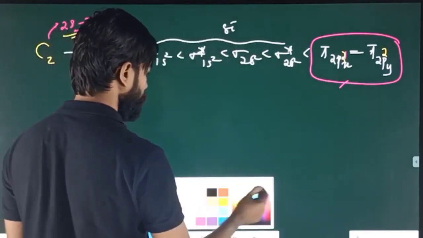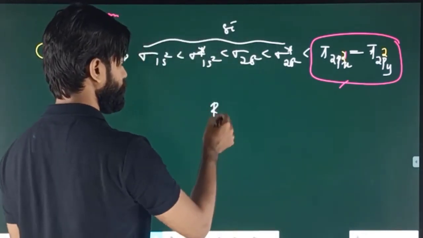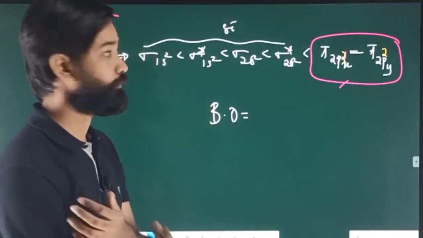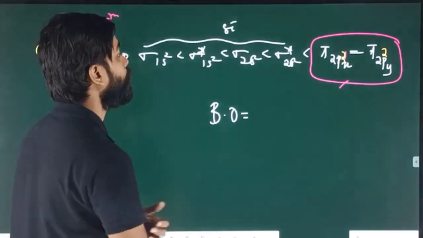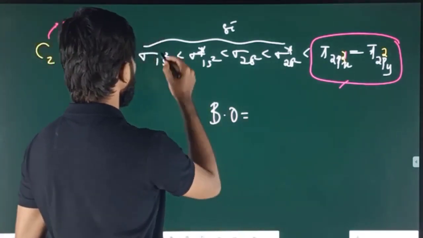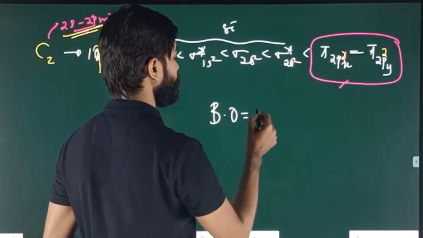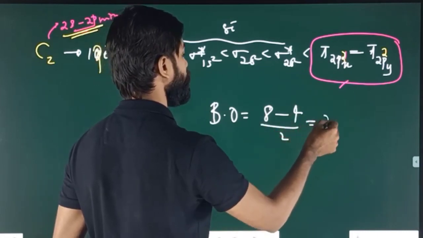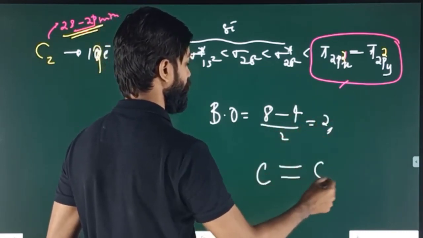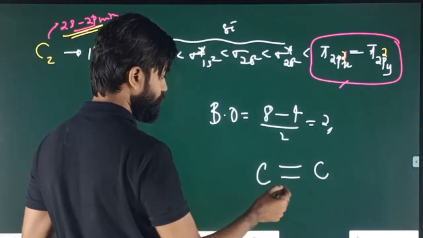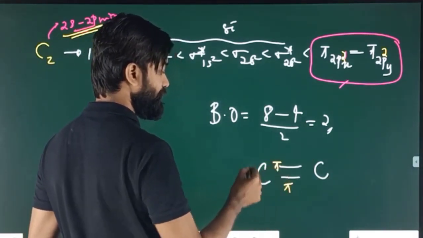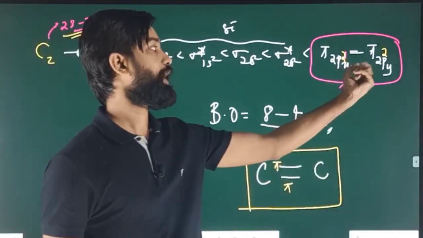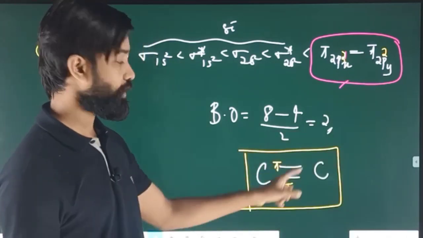Fine. What is the bond order? Tell me. Bond order is equal to number of bonding electrons 1, 2, 3, 4, 5, 6, 8, minus 4 antibonding, divided by 2. So bond order is 2. So this carbon has a bond order of 2, and exceptionally these 2 bonds are pi bonds. This is an exception. These 2 bonds are pi bonds because the 2 bonds are formed by the overlapping of these pi orbitals.